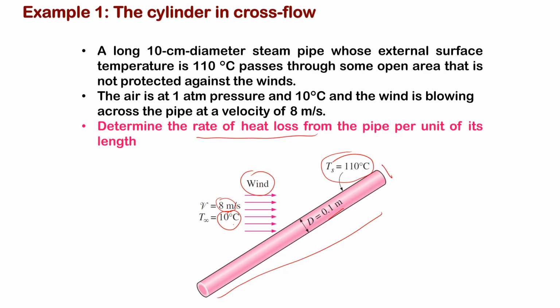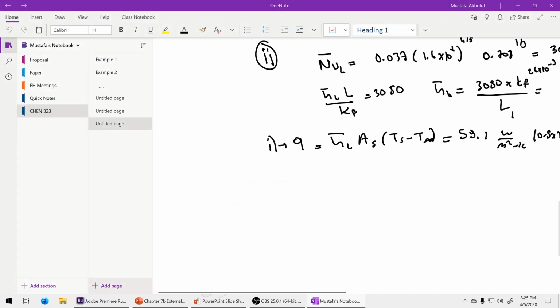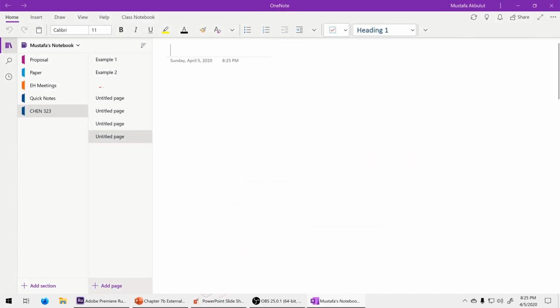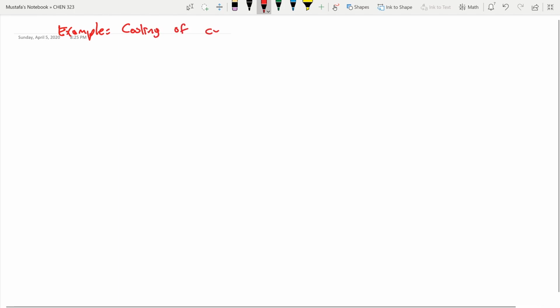So to find the rate of heat loss, we need to know H. So basically we need to calculate H, and from there we'll calculate Q loss. That will be the idea. So let's do this analysis now. So this is example. Cooling of cylinder with air.